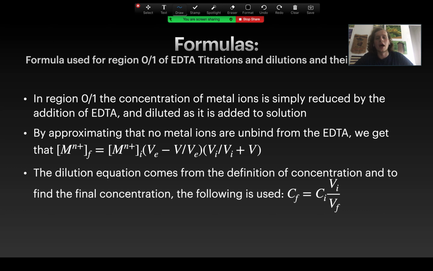In regions 0 and 1, the concentration of metal ions is simply reduced by the addition of EDTA, and you also consider the fact that it's being diluted. So that generates the formula: the final concentration of a metal with charge n is proportional to the initial concentration, multiplied by the percent completion, which is (VE minus V) over VE, and diluted by VI over (VI plus V). The dilution equation comes from the definition of molarity: to find the final concentration, you multiply the initial concentration times the initial volume and then divide by the final volume, which makes sense physically.